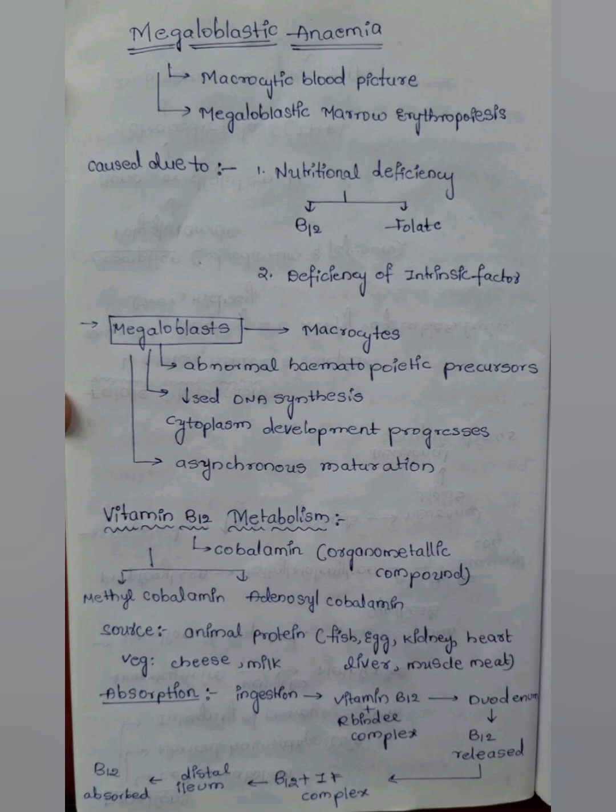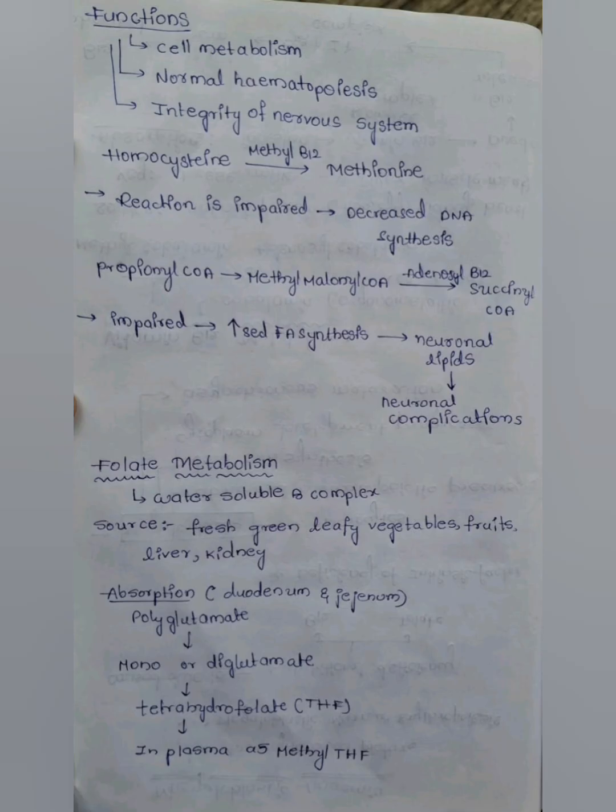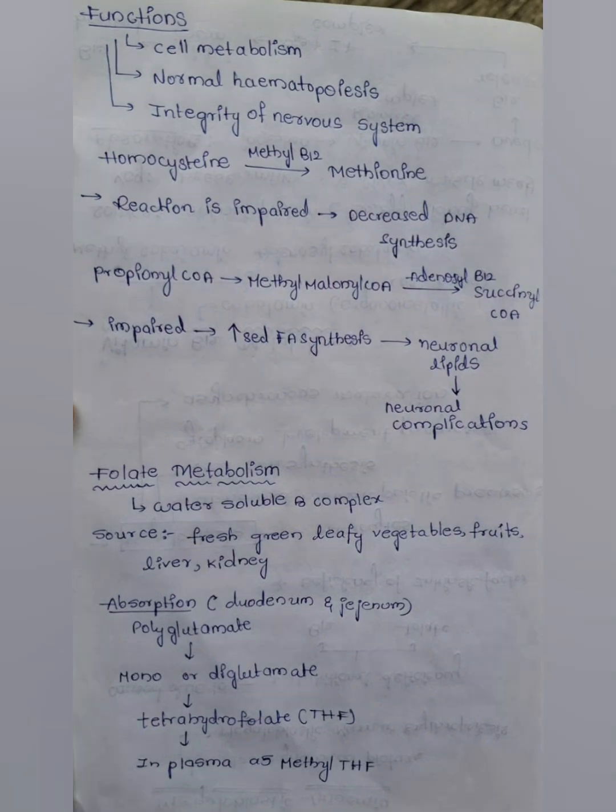Then let's enter into the functions. What are the functions of vitamin B12? Cell metabolism, normal hematopoiesis, and integrity of the nervous system. Homocysteine gets converted into methionine by methyl B12, and if the reaction is impaired, there will be a decrease in DNA synthesis. Propionyl coenzyme A gets converted into succinyl coenzyme A by adenosyl B12, and an impaired reaction leads to increased fatty acid synthesis. This will affect the neuronal lipids, which will result in neuronal complications.